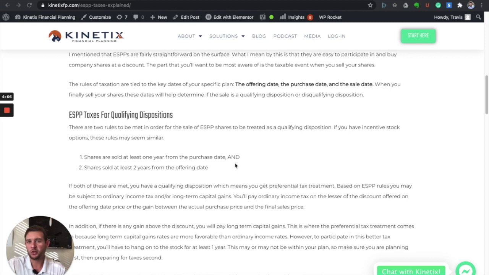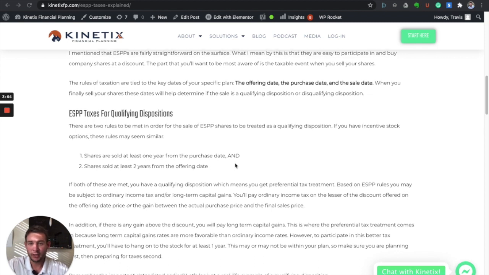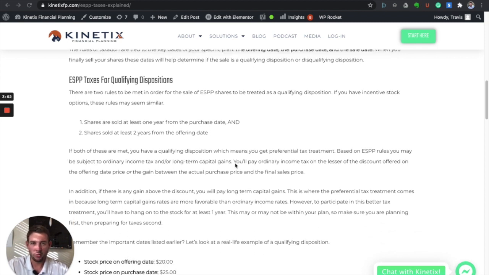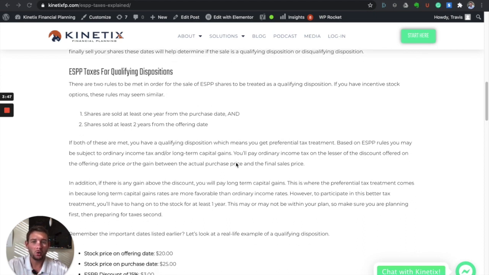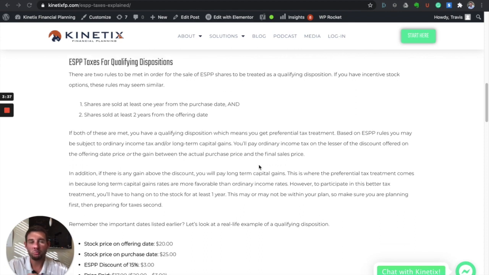So depending on what fits with your financial plan, that's always the first thing you want to consider: what fits within your finances, then determine the taxes and how you can potentially optimize taxes and pay less to Uncle Sam. Under a qualifying disposition, there are two things you want to look at with your ESPP shares. One, the shares must be sold at least 1 year from the purchase date. And second, the shares must be sold at least 2 years from the offering date. If both of those things are met, your shares are what's called a qualifying disposition.